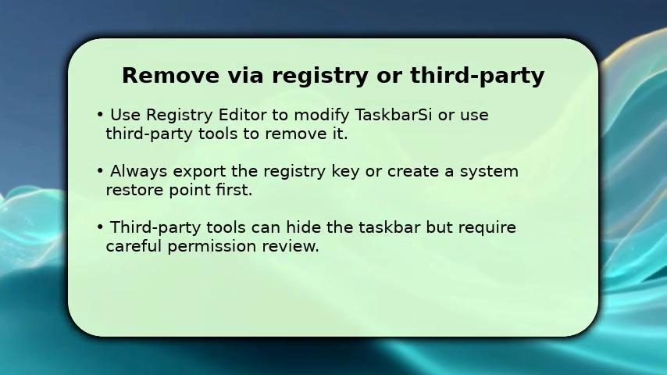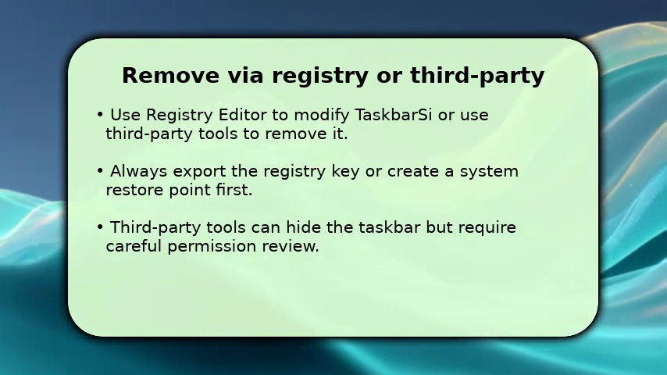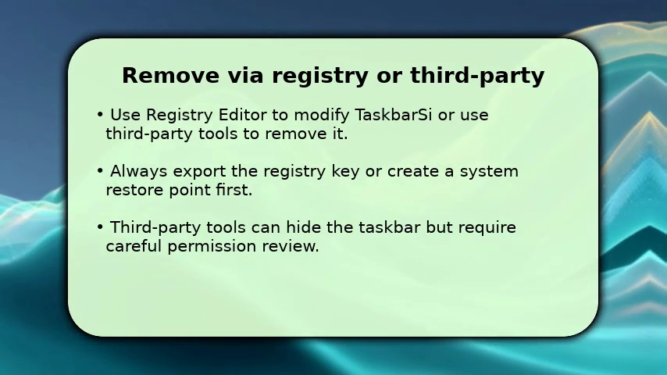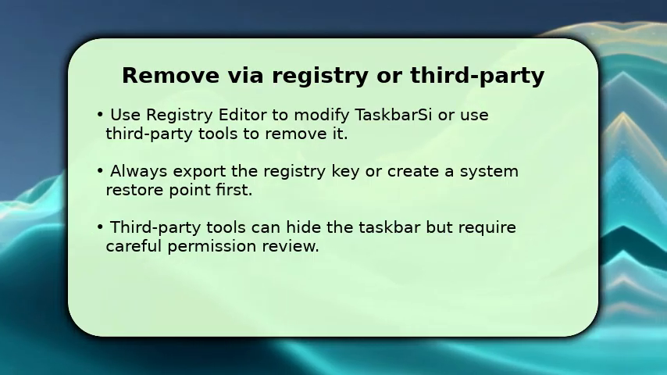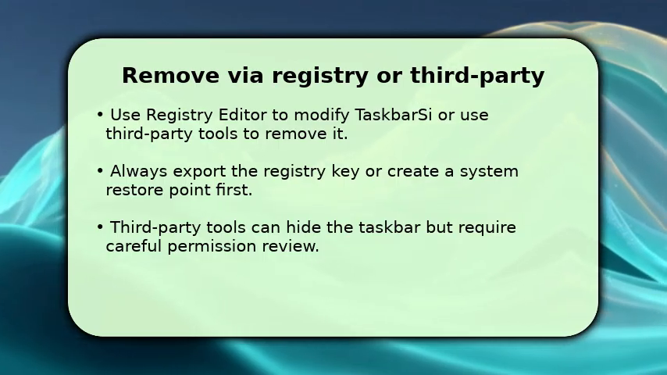Open Registry Editor with administrator privileges first. Export the relevant registry key and create a system restore point before any edits. Modify keys like taskbar only when instructions explicitly match your Windows version.